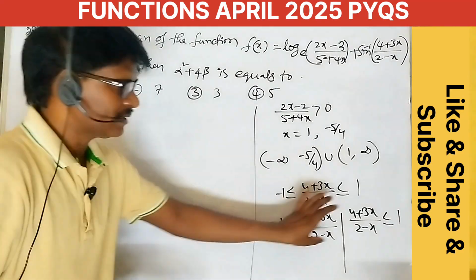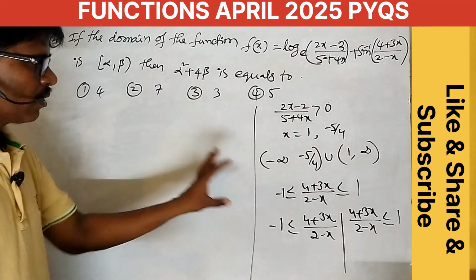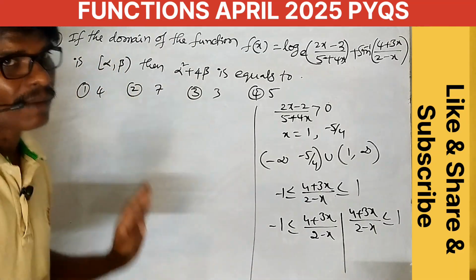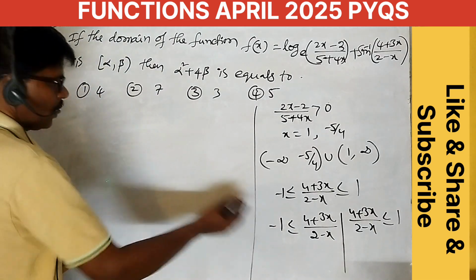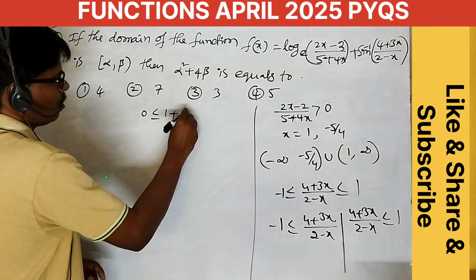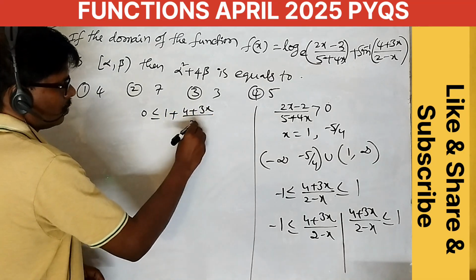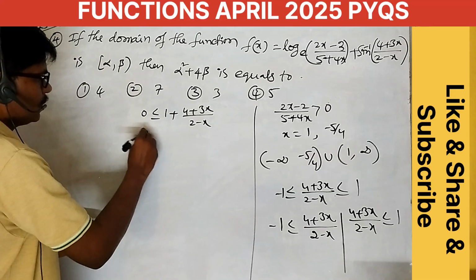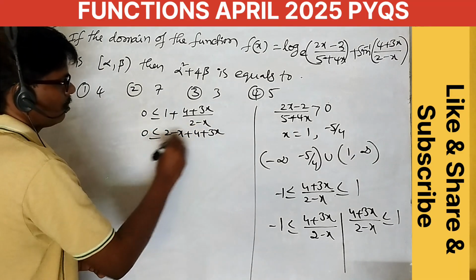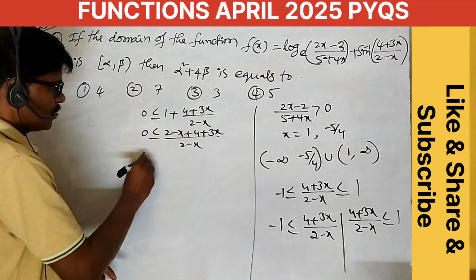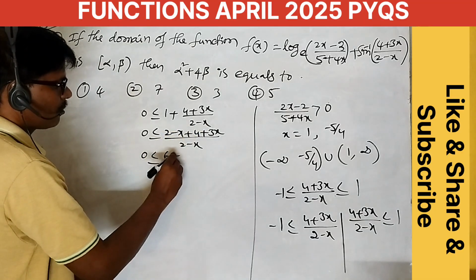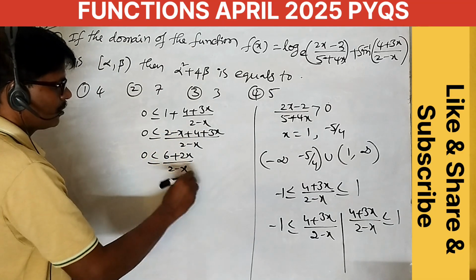Take this one first. Next, take another one. Okay, total combination. What is the common part of the functions? That is the domain, the closed interval alpha comma beta. Okay, take this one: 0 less than or equal to 1 plus (4 plus 3x) by (2 minus x). Take that side: 0 less than or equal to (2 minus x plus 4 plus 3x) by (2 minus x). Okay, 0 less than or equal to, here write 2 plus 4 means 6, plus 2x by 2 minus x.